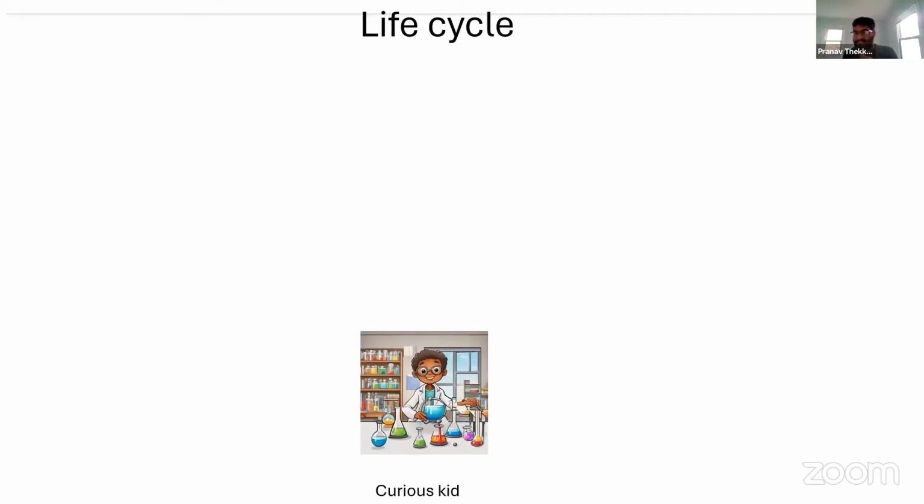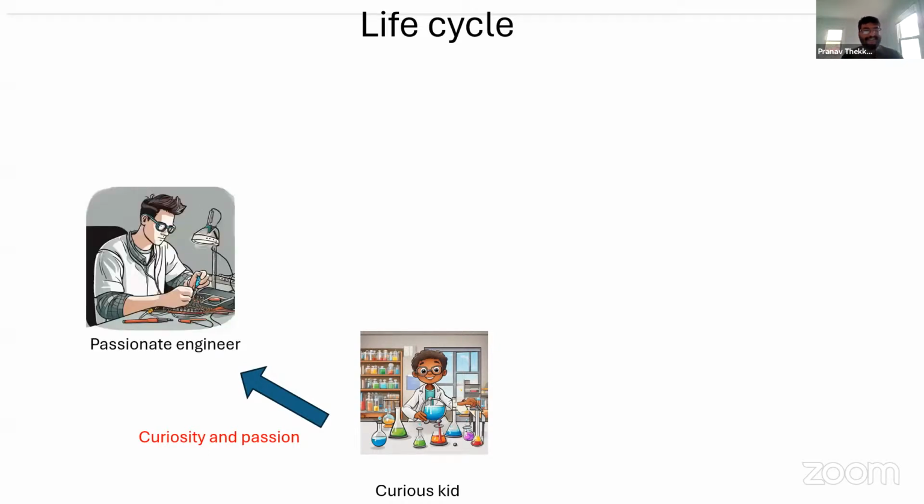Now he's just not an ordinary kid, he's a curious kid. Once you have a curious kid, there is so much curiosity and passion in that kid. He becomes a very passionate engineer. He wants to apply these things. He's not a normal engineer. He's not one of the kinds who does engineering first and does everything else later. He's a passionate engineer. He's come because he was a curious kid.